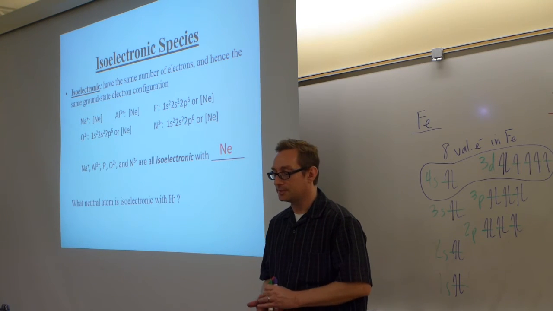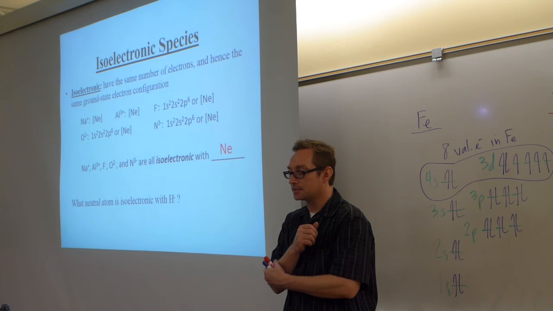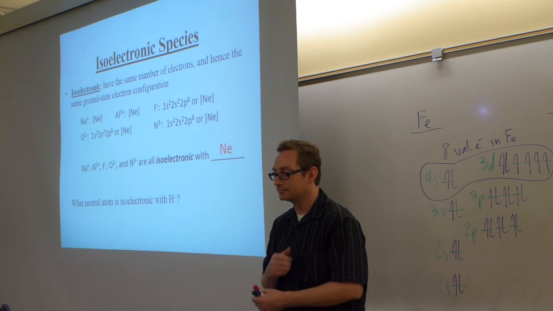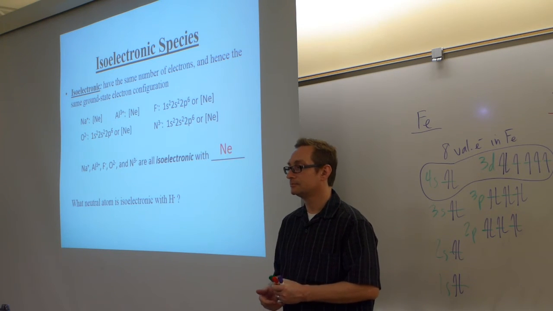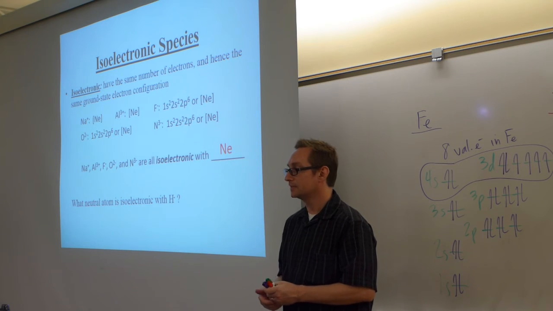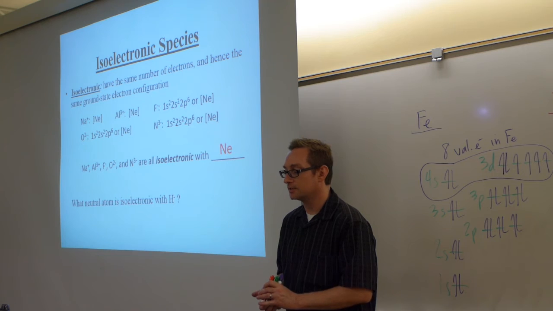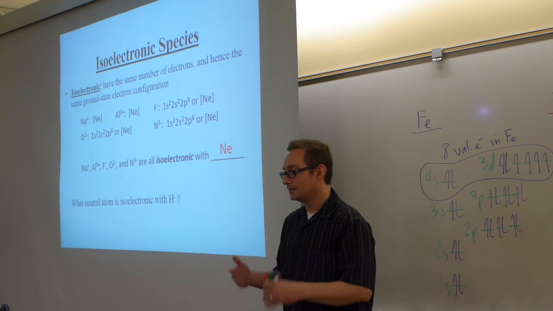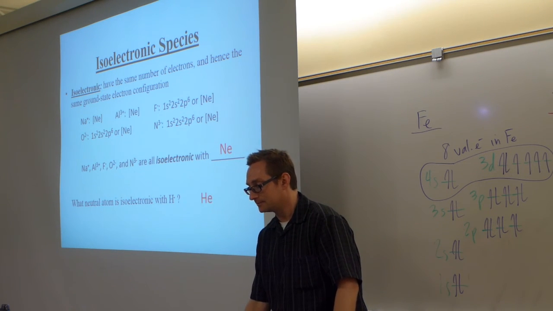Here's a question for you: what neutral atom is isoelectronic with hydride ion? Helium, right? Hydride has 2 electrons in it. Its configuration is 1s2. That's the same as neutral helium.